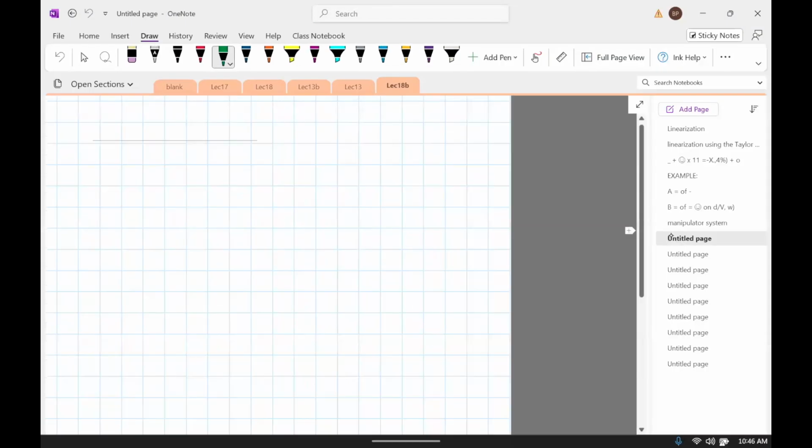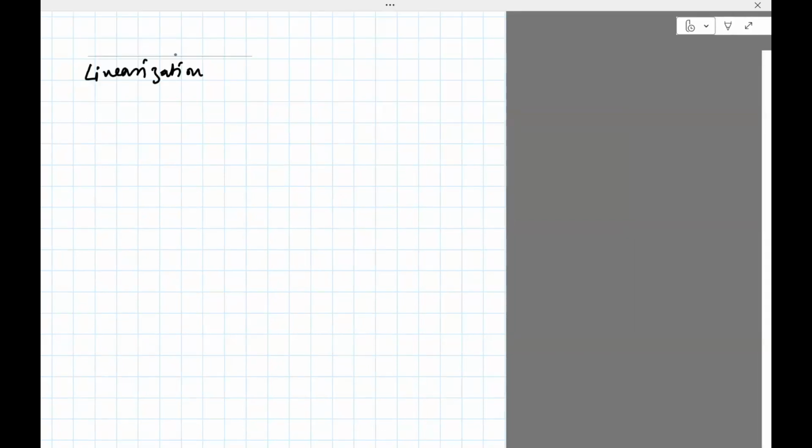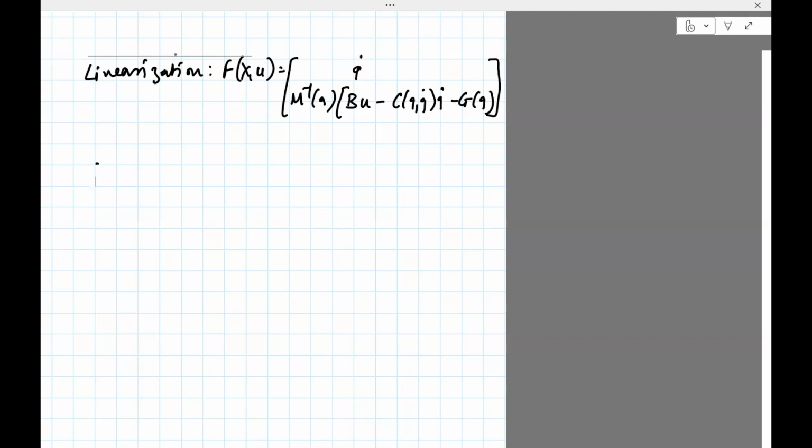So let's linearize. So linearization, where we have f of x, u is q dot, it's going to take a lot of space, comma u is q dot, M inverse(q) B u minus C(q, q dot) q dot minus G(q). Okay, now the first thing is A. You know that's df dx.